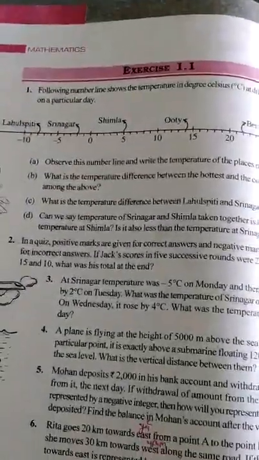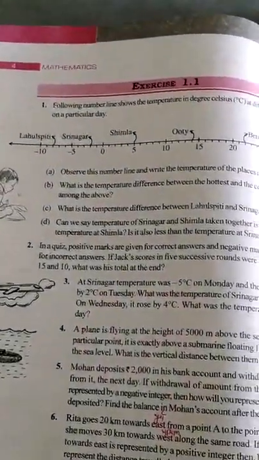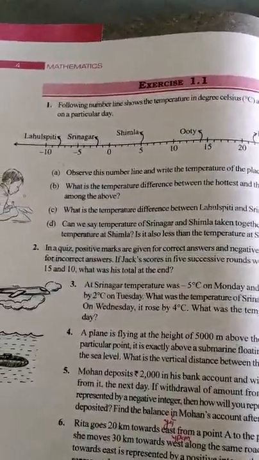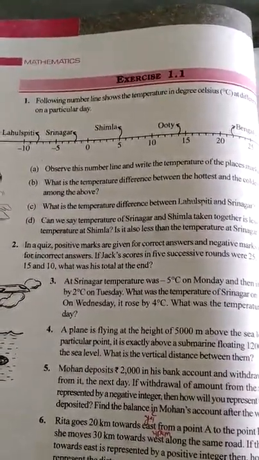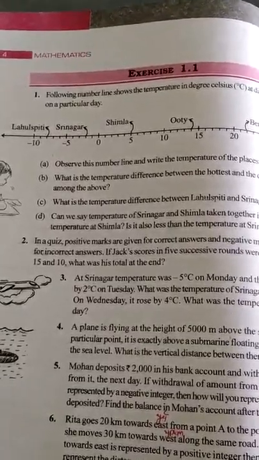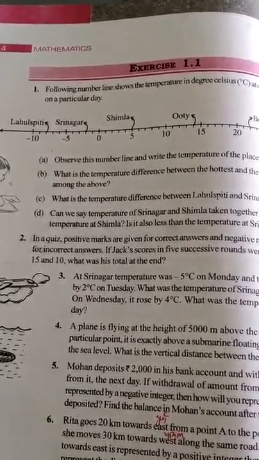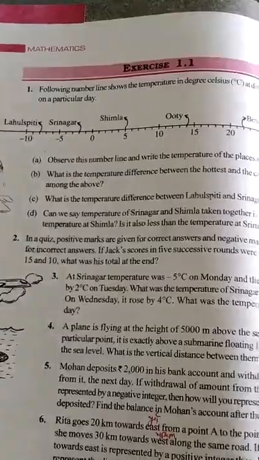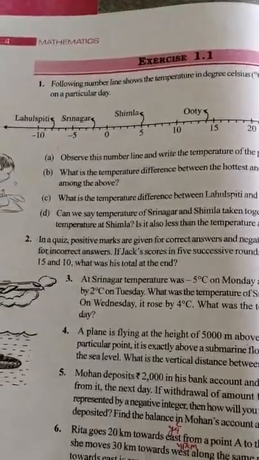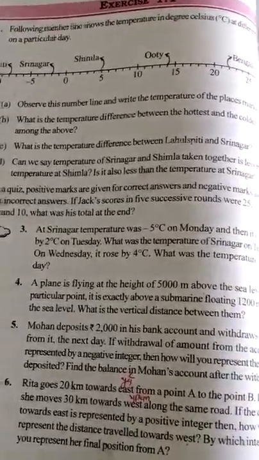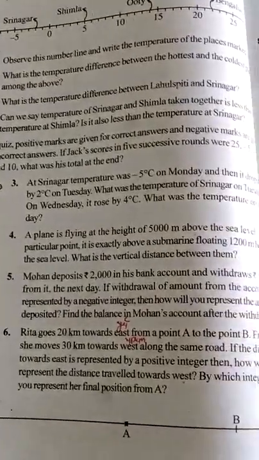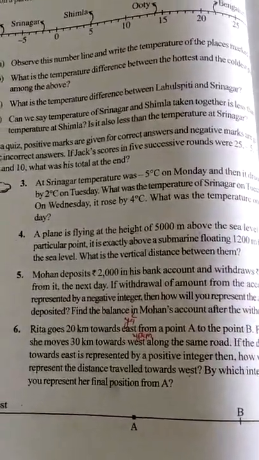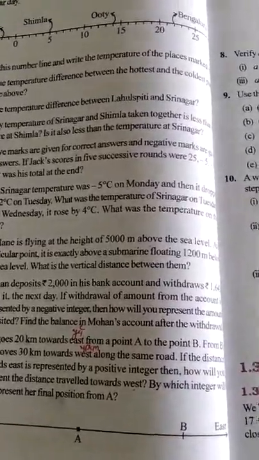Look at page number 4, exercise number 1. This is the number line. Some places are denoted on the number line, A, B, C, D, and there are 4 sums. We have to do them as a solution. Then numbers 2, 3, 4, 5, 6 are descriptive type questions.